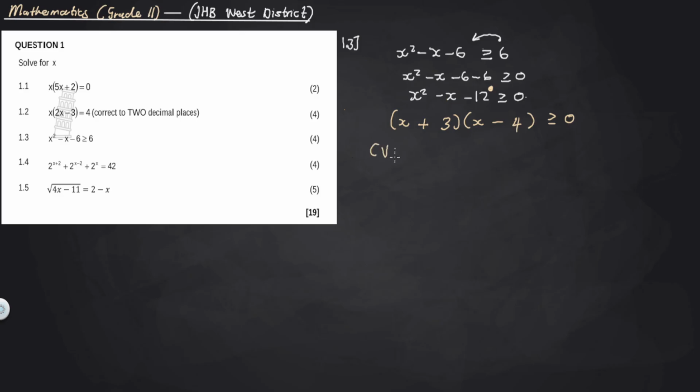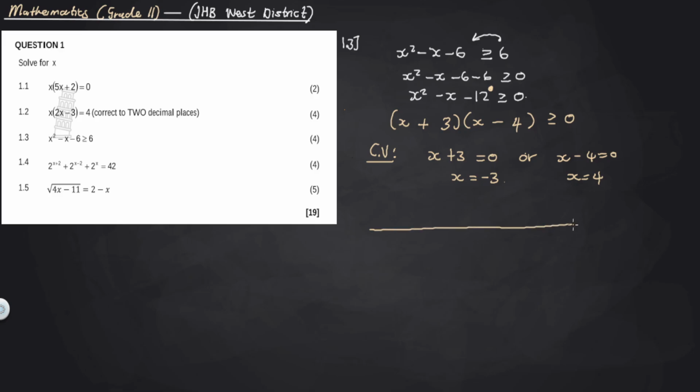Then you work out your critical values again. So you're gonna take x plus 3 equal to 0, or x minus 4 equal to 0. We make x the subject. It's x equal to negative 3, and x equal to 4. These are the critical values again, right? Not the solutions, but the critical values.